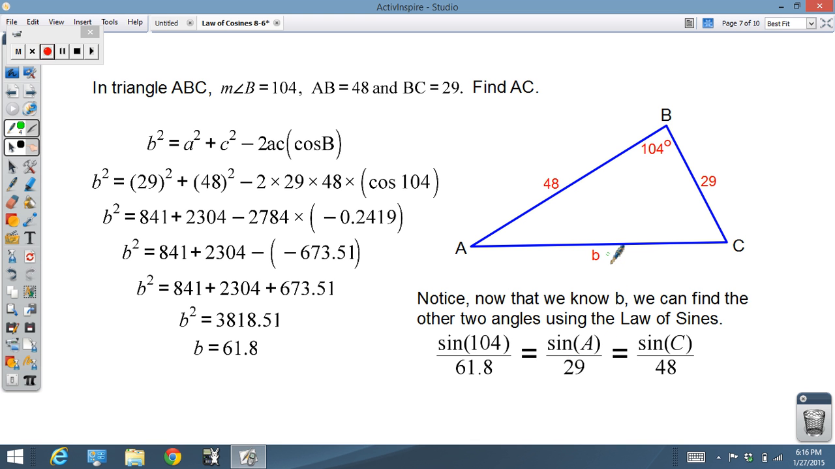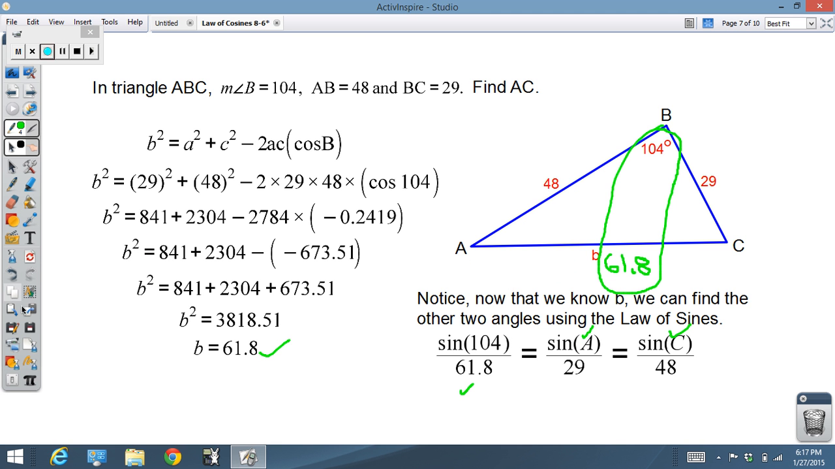All right, now that we know b, however, 61.8, did I say that right last time? I may not have. b was 61.8. Okay, so when we did the math, that's what we find. Now that we're here, we can find the rest of the triangle. Actually, it might be a little easier by using the law of sines, because now we have an angle with the side opposite from it. We can use the law of sines. Sine of 104 is to 61.8, as the sine of A is to 29, and as the sine of C is to 48. So we can solve for the two remaining angles using the law of sines.